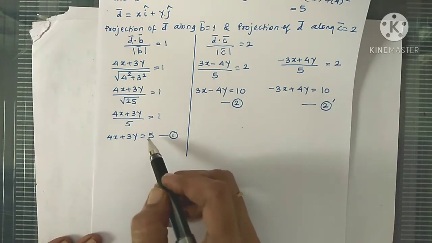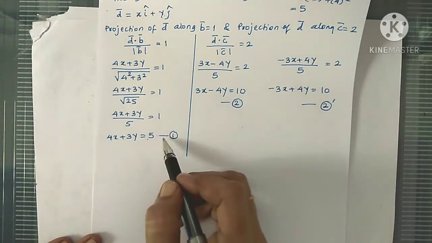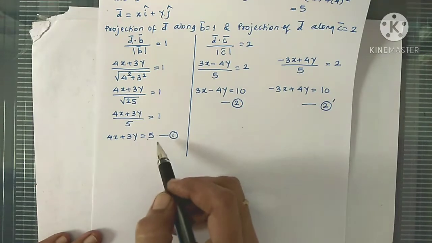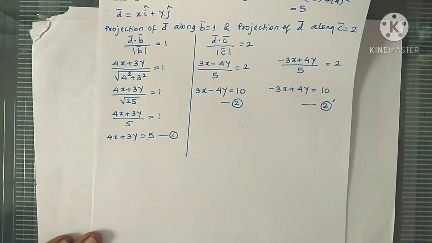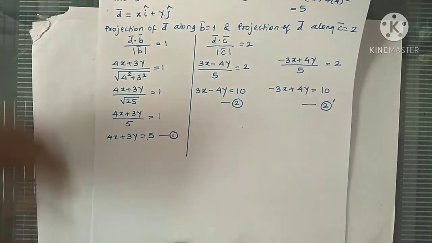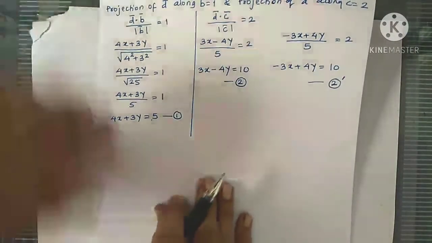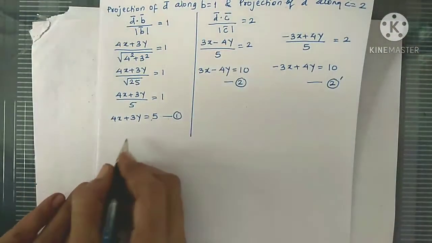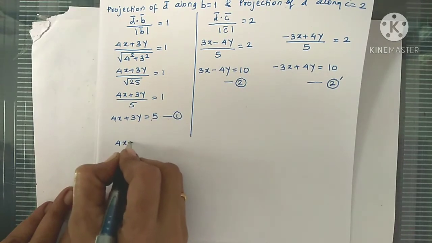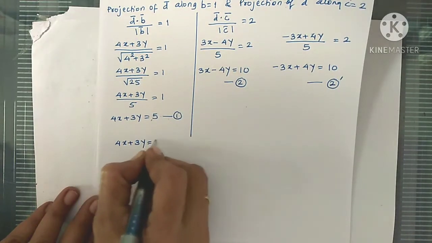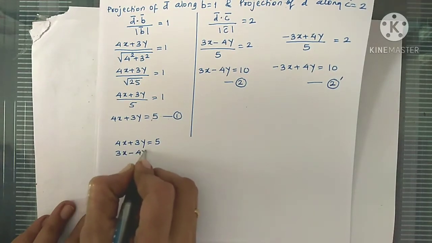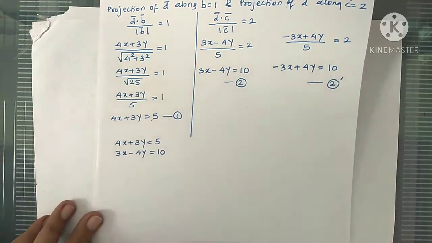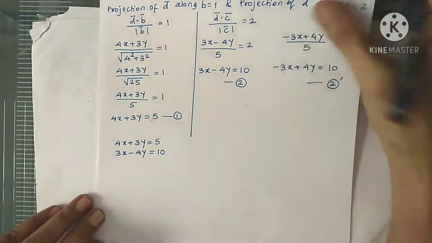So we have to solve 1 and 2 simultaneously to find values of x and y, and we have to solve 1 and 2 dash to find another set of values for x and y. So let's solve this 1 and 2 first. So considering these two equations, we have 4x plus 3y equal to 5 and 3x minus 4y equal to 10. So let's solve these equations simultaneously.